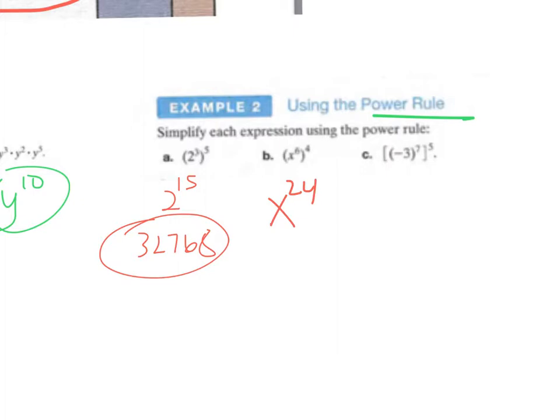And now in this case, we have to do the 7 times the 5, which is 35. The negative 3 is still there, but it is to the 35th power, which will give us a negative answer.